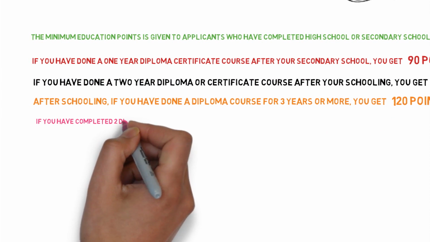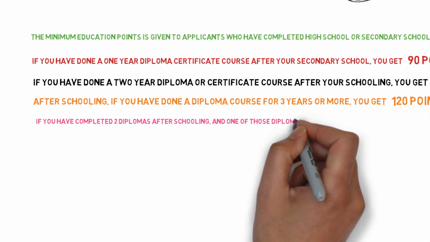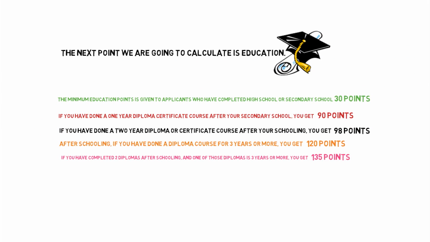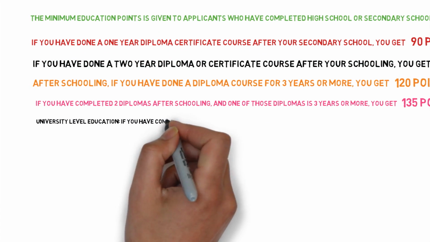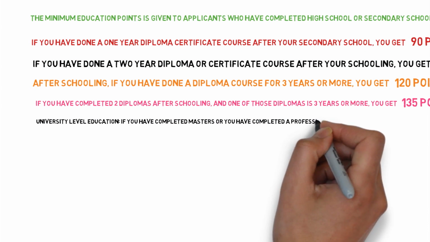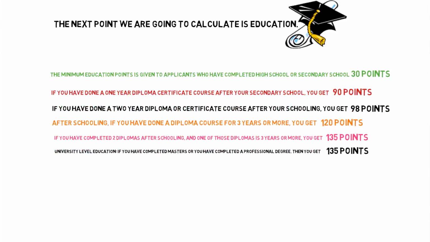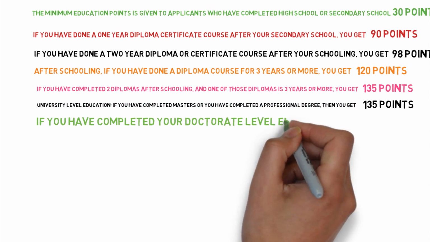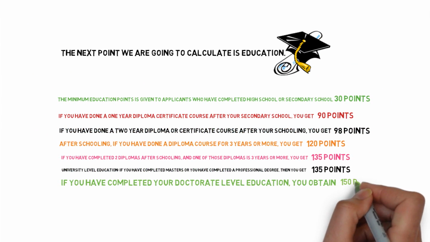In some cases, you may have completed 2 diplomas after schooling, and one of those diplomas is a 3-year diploma or more. You get 135 points. University level education, for example, if you've completed masters, then you are awarded 135 points. You're awarded 135 points also if you've done a professional degree. If you've completed your doctorate level education, then you get 150 points.